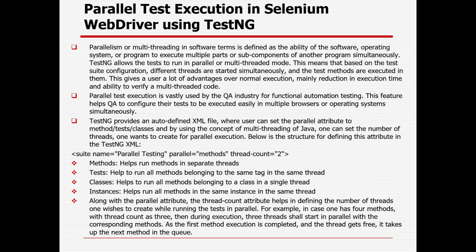Multithreading is nothing but concurrent execution with the help of multiple processors. Here also, similarly, with the help of multiple threads and multiple parallel types like test level, method level, or other levels, you can do distributed parallel testing using different browser and operating system combinations.